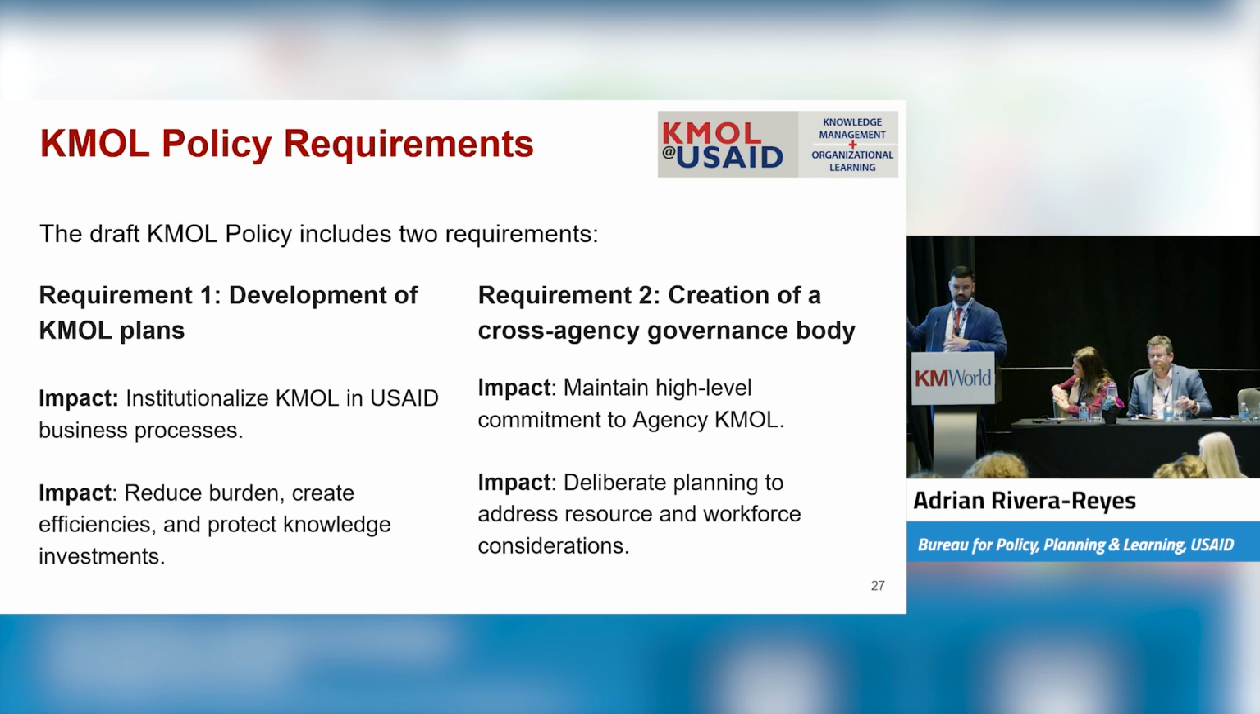And so the main one is number one, which is the development of KMOL plans, or knowledge management and organizational learning plans. And that is a requirement for USAID staff specifically. And the impacts, as detailed there, are with the goals of institutionalizing KMOL across USAID business processes, but also helping reduce burdens, create efficiencies, and protect knowledge investments. And the second requirement is a governance structure, or the creation of a governance body at the agency-wide level that is composed of agency leadership. And the goal there is to maintain high-level commitment for USAID with KMOL, and also have routes for deliberate planning to address resource and workforce considerations. So those are the two main things.